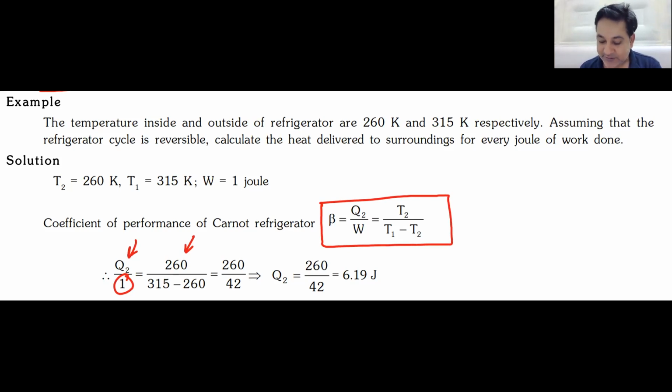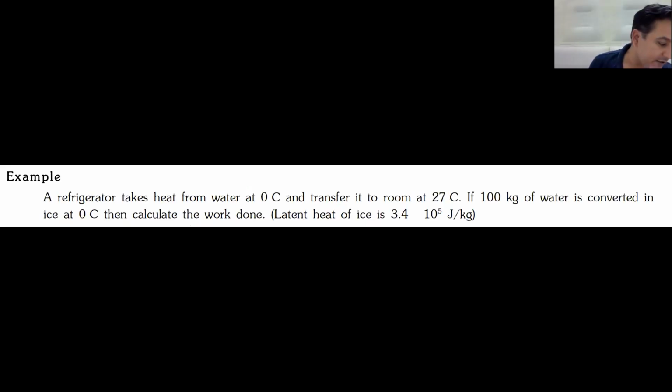Okay, that means you are lagging out here. Don't worry. I'll give you one more chance to redeem yourself, and if you can do this, that means you have understood the entire concept of refrigerator and heat engine. Here it comes. A refrigerator takes heat from water at 0 degrees Celsius and transfers it to room at 27 degrees Celsius. If 100 kg of water is converted into ice, calculate the work done. Remember, this calorimetry also comes, and this is how they mix two parts of thermodynamics.